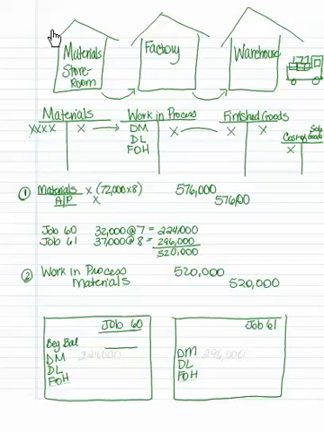Because you'll have to apply the factory overhead for each job to come up with the total cost of that job. So right now you know that the cost of direct materials for job 60 is $224,000, and the direct materials for job 61 is $296,000.